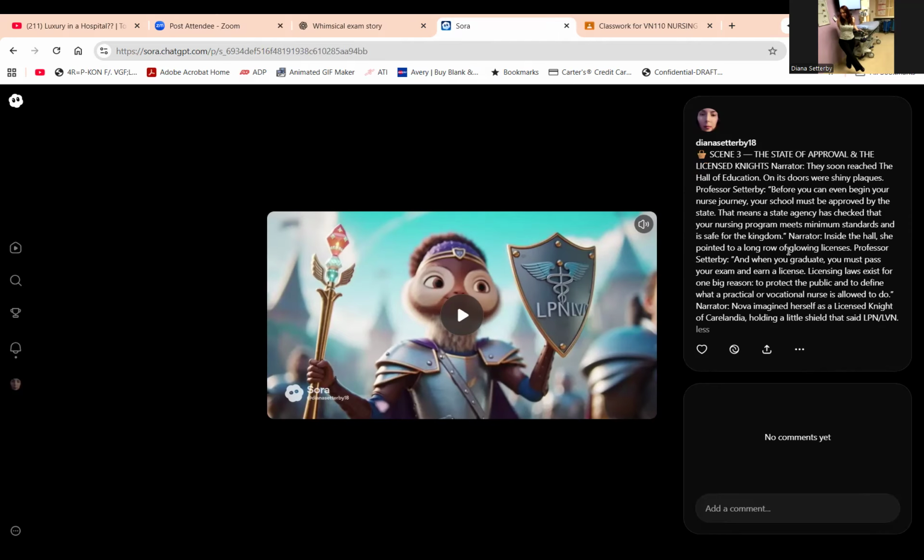And now you can read, oh, wait, there's context clues in here. Wait, licensing laws exist for one big reason, to protect the public. To protect the public. That's right. That's the whole reason licensing laws exist in the first place. That's a very big deal. It's to protect the public from us.